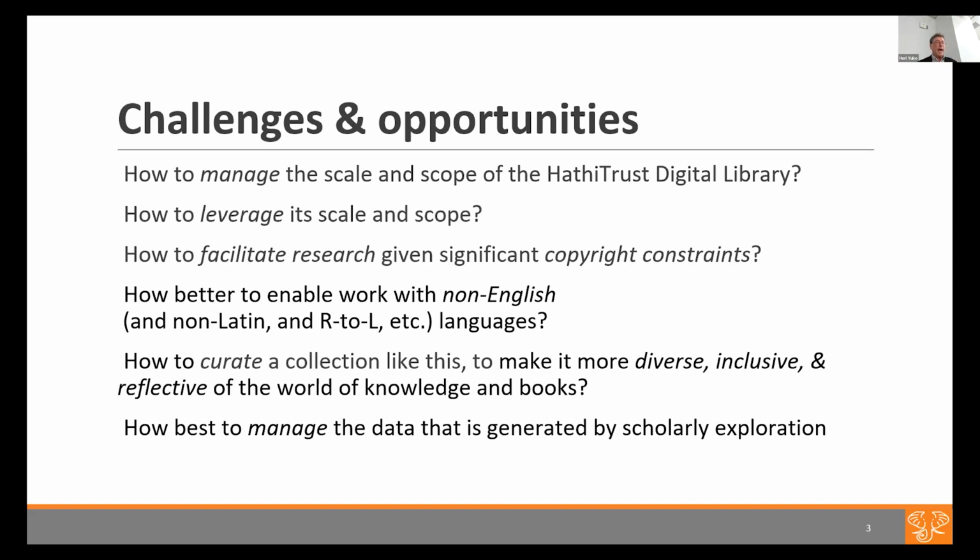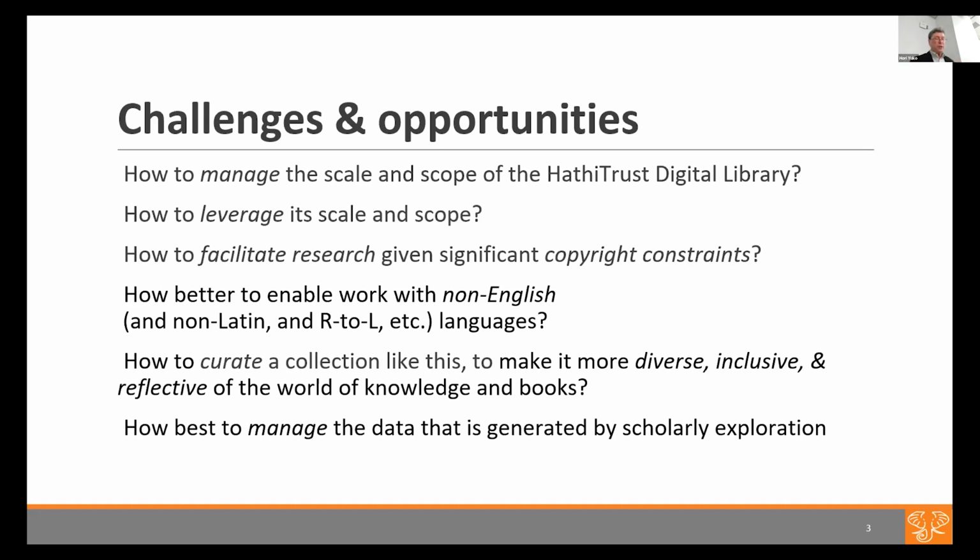So what we're looking at is how do we manage the scale of the HathiTrust, and I'll talk about the scale in a minute. And then how do we take advantage of the scale? What does having a lot of data do for us? How do we facilitate research with this data, given the constraints of copyright law? And how better to enable work with non-English texts, that is, non-Latin texts, right-to-left texts, and languages like Japanese, Chinese.